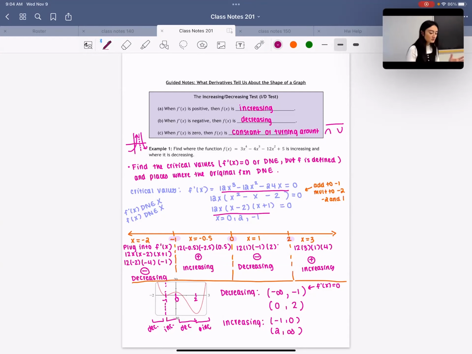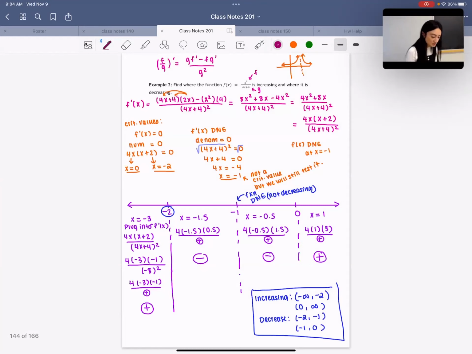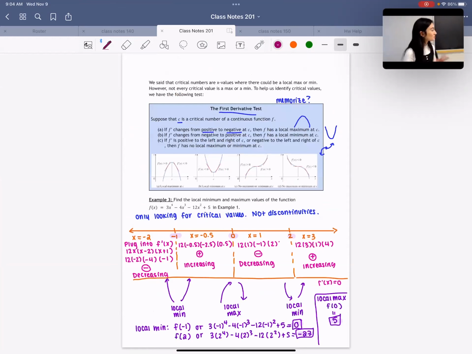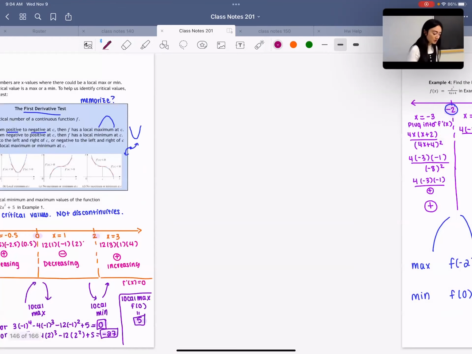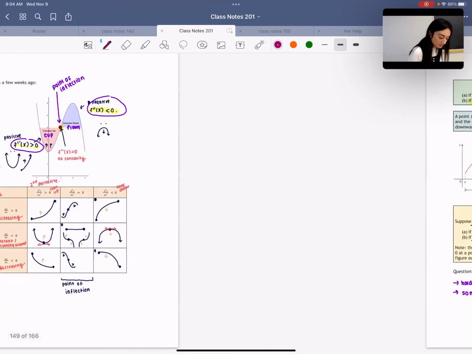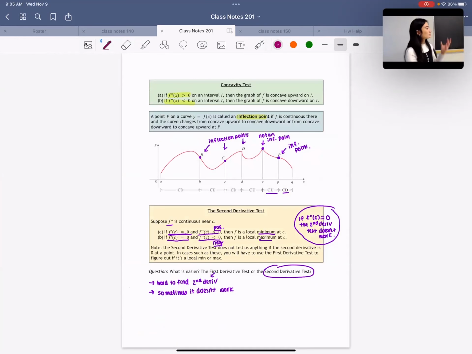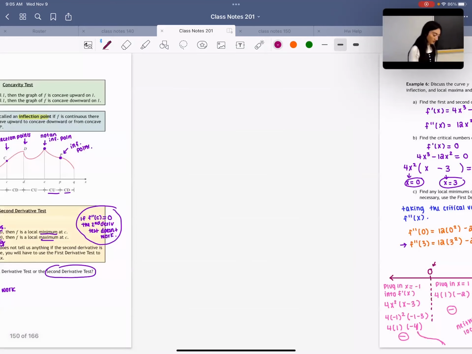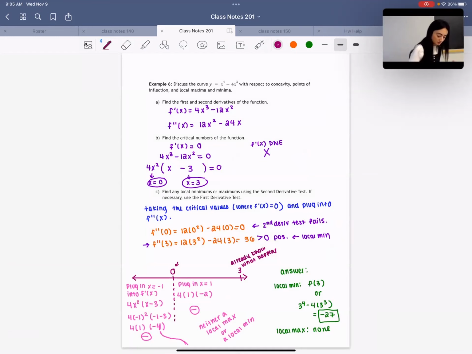We did intervals of increasing and decreasing using the first derivative test or the second derivative test to find local mins or local maxes. We talked about concavity, which told us if the function was facing up or facing down. We talked about inflection points where we switched from concave down to concave up or the other way around. And we did a lot of different types of questions.